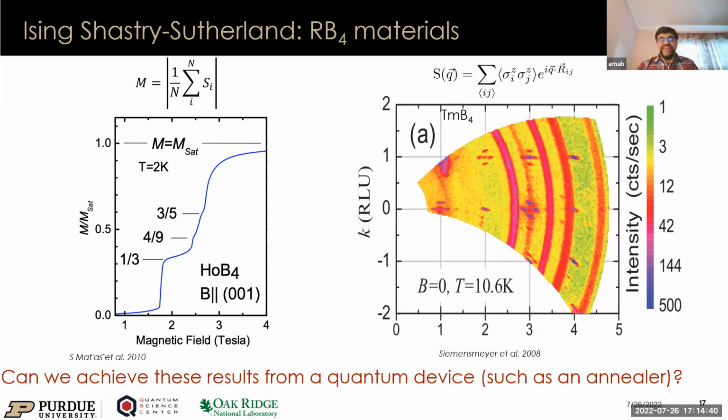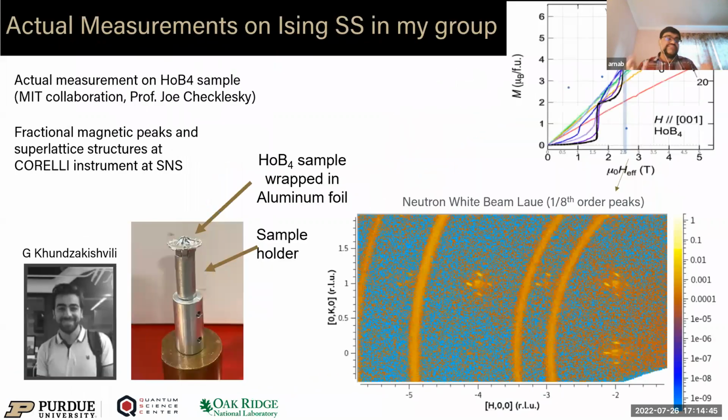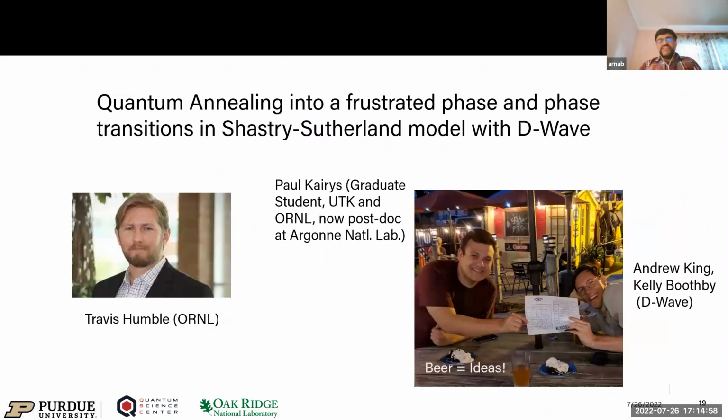And the question is, can we achieve these results from a quantum device such as an annealer? That's the basic question that we are working on. My student right now is also working on measuring holmium tetraboride, which also shows these kinds of states. We started working on quantum annealing with Travis Humble and also Paul Kairys, who was Travis Humble's graduate student and also worked very closely with me, and Andrew King. I brought the problem to them, and hence we got started.